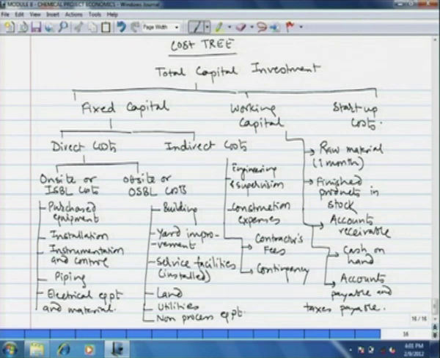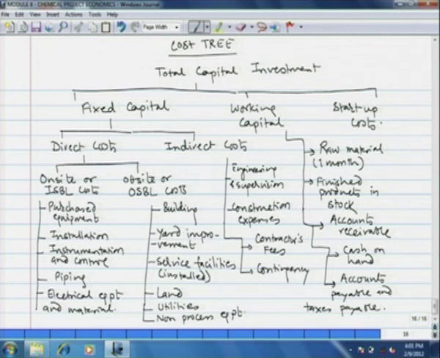Working capital is the actual cost that is incurred for running of the plant. This includes the cost of raw material. You have to keep one month supply, one month stock, in case the raw material supply is interrupted. Then the finished products in stock: if the products are not going to find immediate market, then you need to store them for some time before they are actually transported to the market.